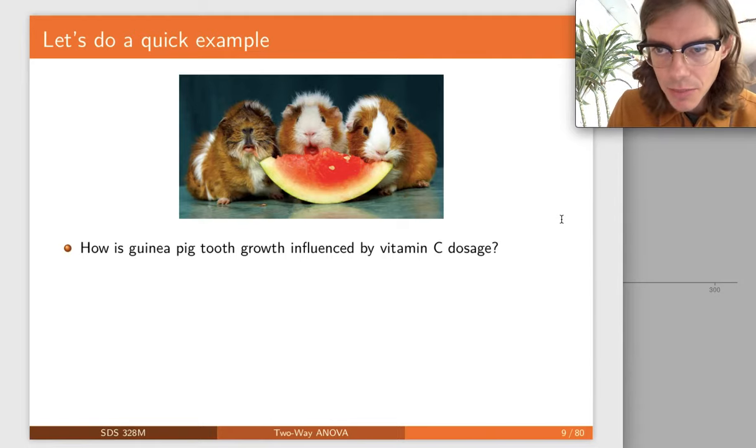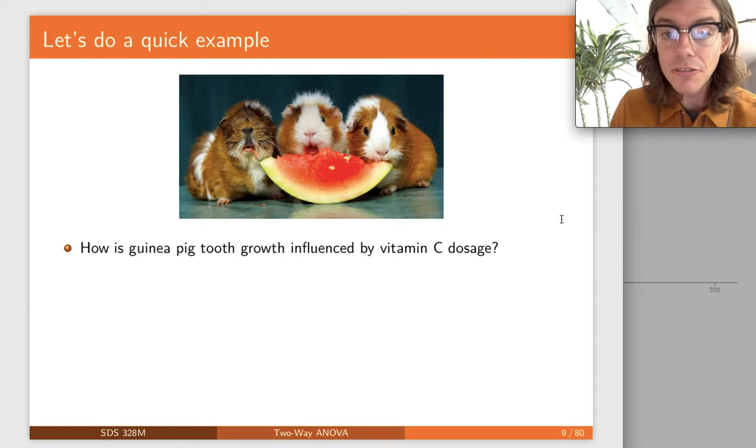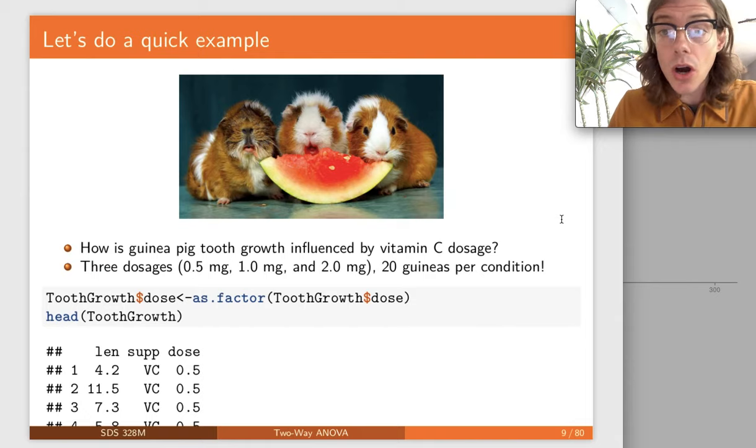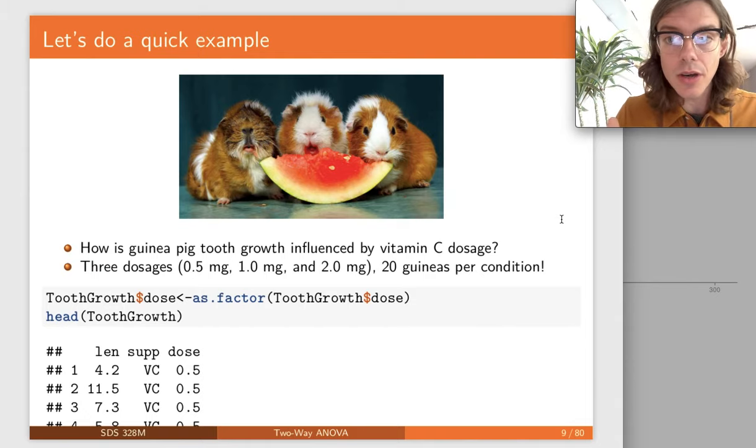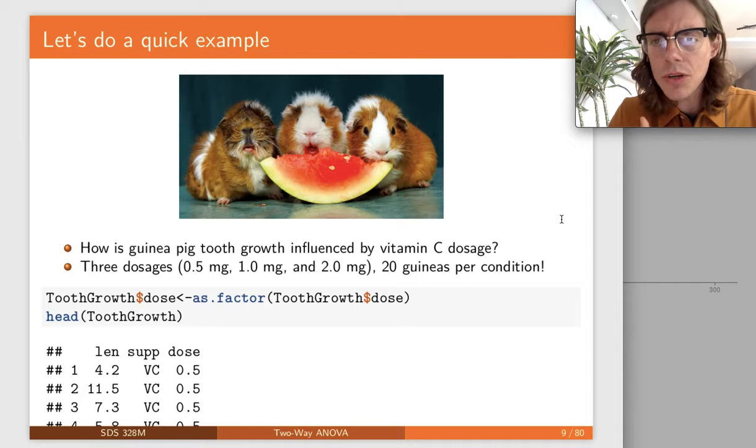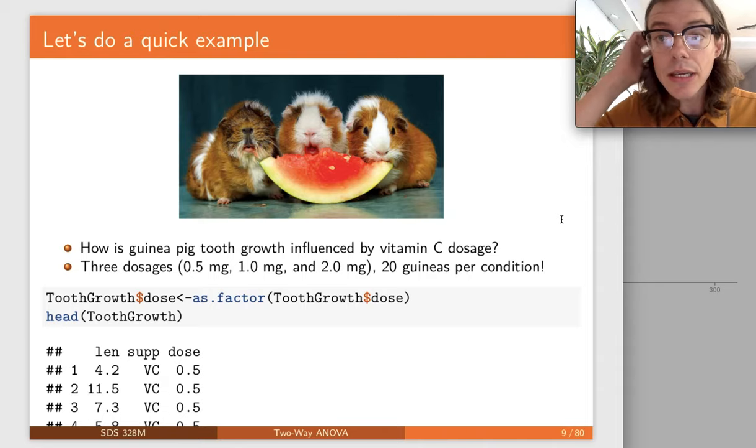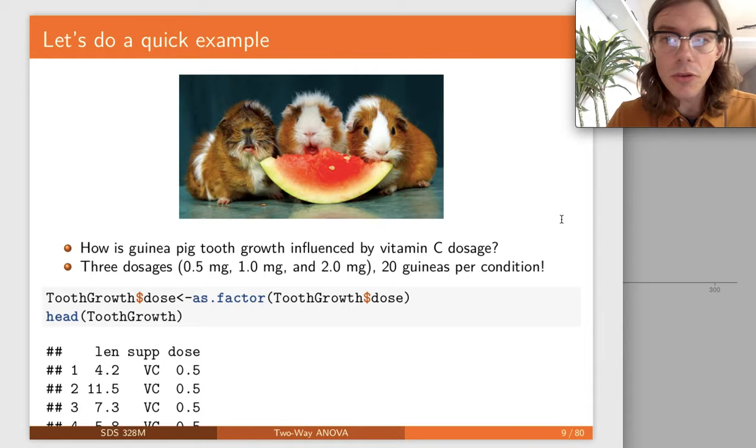So we'll be asking the simple question right now: how is guinea pig tooth growth influenced by vitamin C dosage? And you can run this in R if you want, right? This data set is built into R, and I wanted to do this example because I wanted you to be able to play along if you're interested in using R. Again, you don't have to do any R stuff on any of the quizzes or anything like that. So don't feel like you have to, I just want to show you that you can try this at home and it'll work. So it's built in, but it treats dose as numeric.